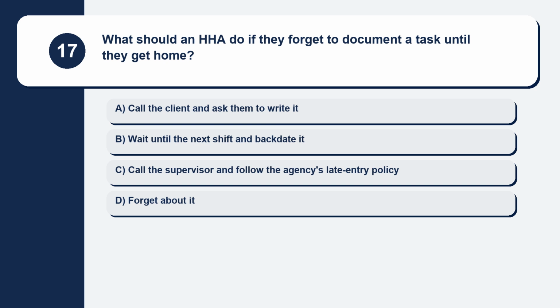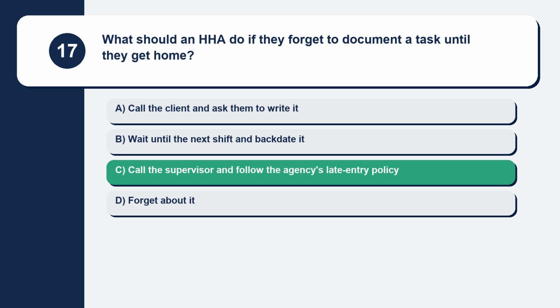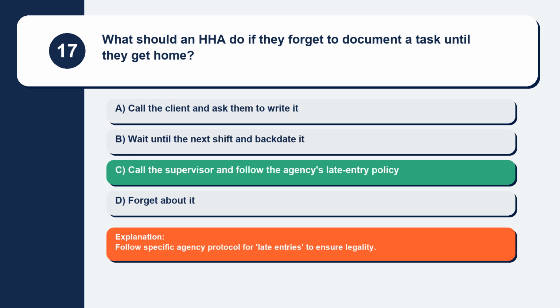Question 17. What should an HHA do if they forget to document a task until they get home? Call the client and ask them to write it. Wait until the next shift and backdate it. Call the supervisor and follow the agency's late entry policy. Forget about it. Follow specific agency protocol for late entries to ensure legality.